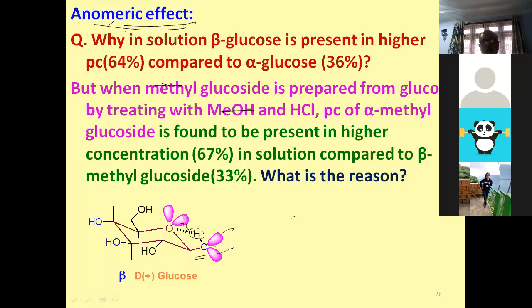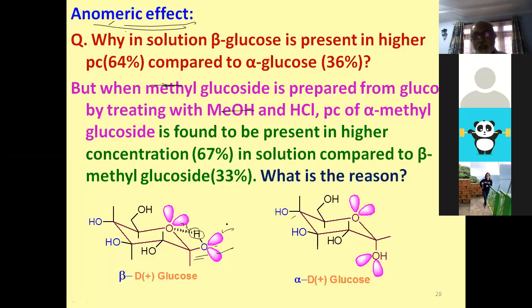So it becomes that way. But when it is alpha, it is not possible. Just see, when it is alpha, this OH group is quite far. Hydrogen bonding of this OH group is not possible there, because it is quite far from this lone pair of oxygen. So it does not have that hydrogen bond. This is why the beta is present in a higher percentage. It is more stable because of this hydrogen bonding.